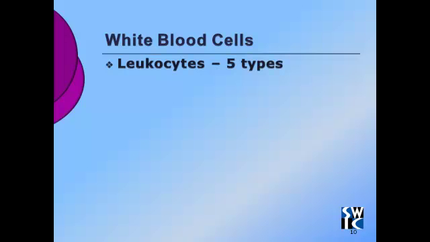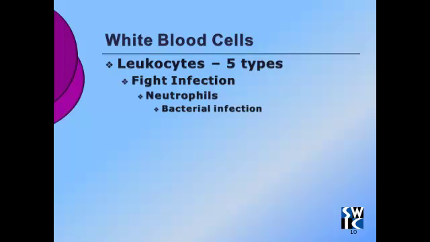White blood cells, also known as leukocytes, are divided into 5 types. Their primary function is to fight infection. Neutrophils, the most abundant white cell, are active in fighting bacterial infection and are also found in the inflammatory response. Lymphocytes are more active in fighting viral infection and other immune-mediated processes.